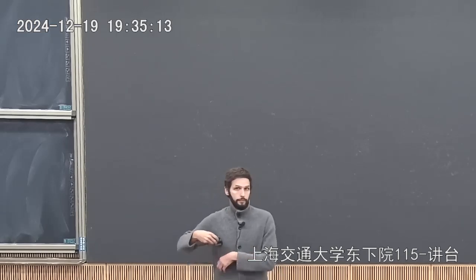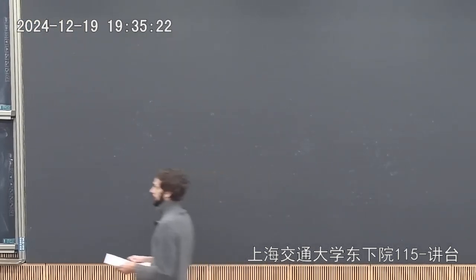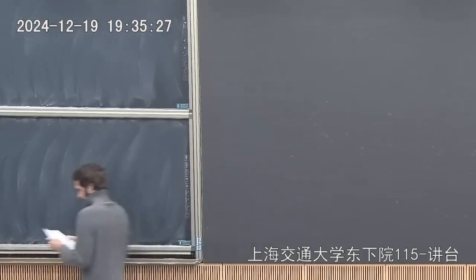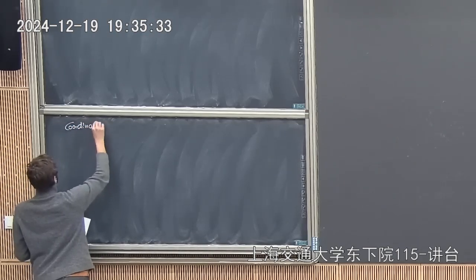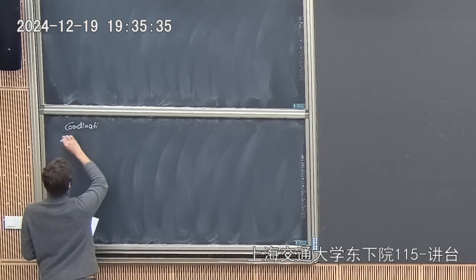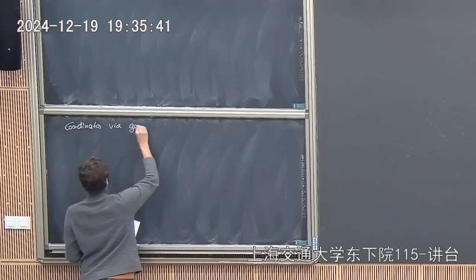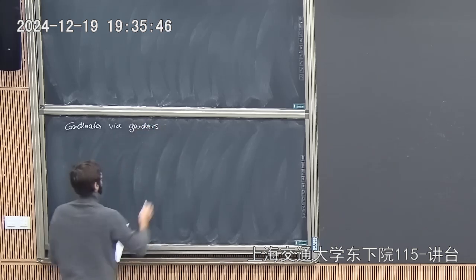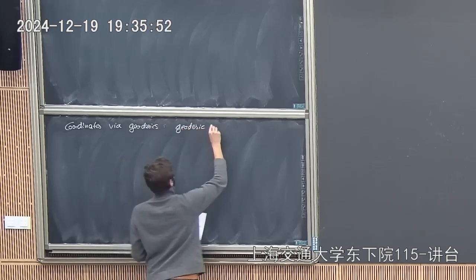Okay, let's continue. So there are certain special properties that we get, or coordinates that we get, that are defined via geodesics. Coordinates via geodesics. And they are sometimes called geodesic polar coordinates.